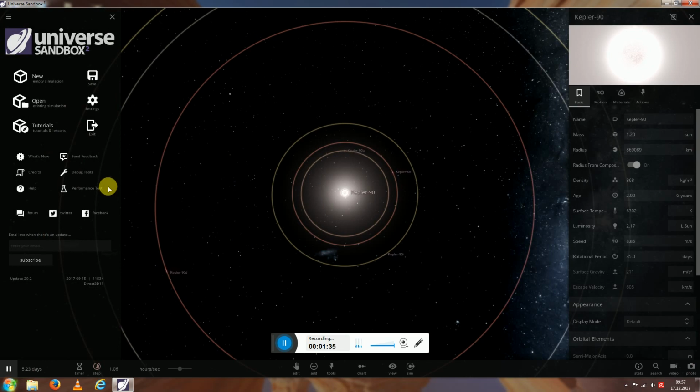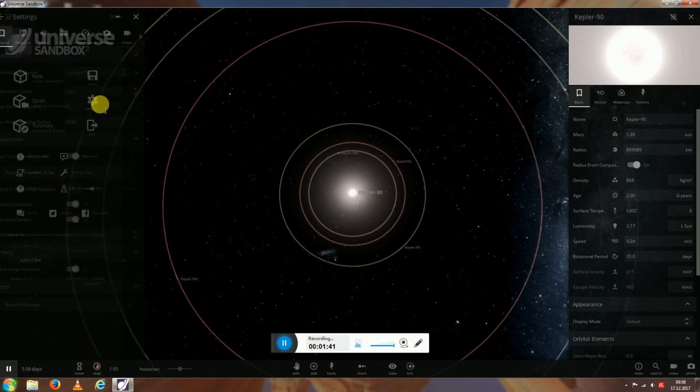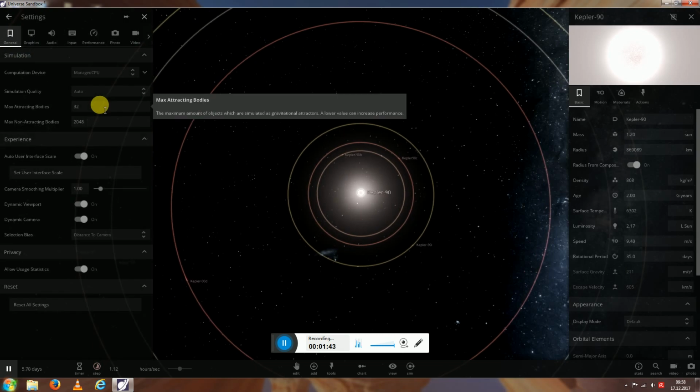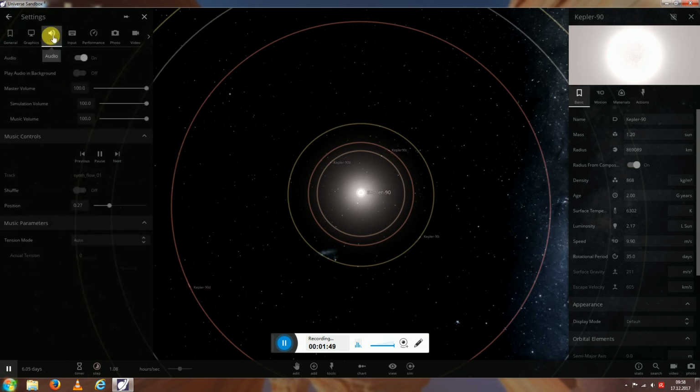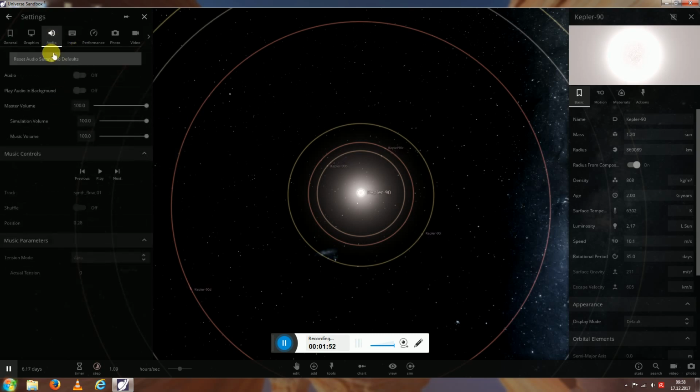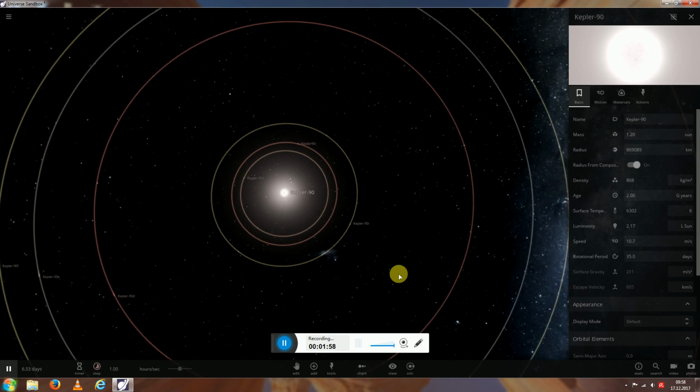Just a moment, let me check something here quickly. Settings. Just want to check something on the volume here. Yes, audio. Okay. That actually helps quite a lot.